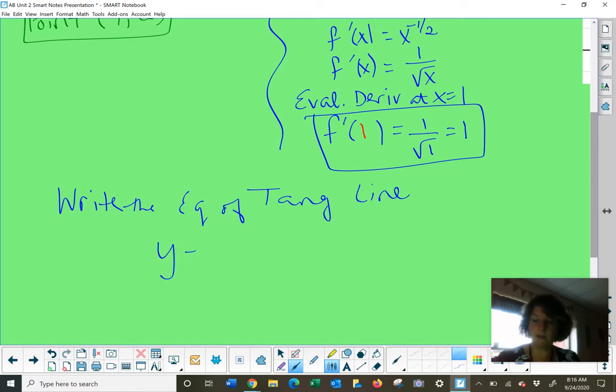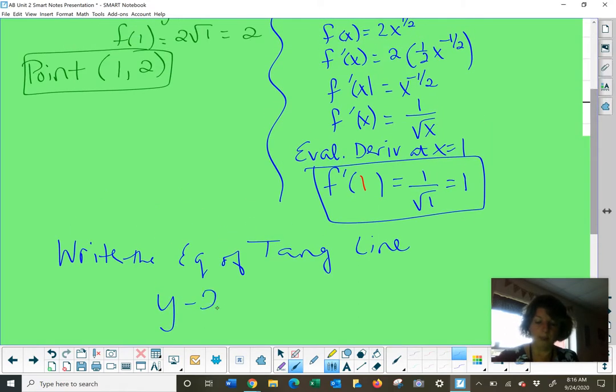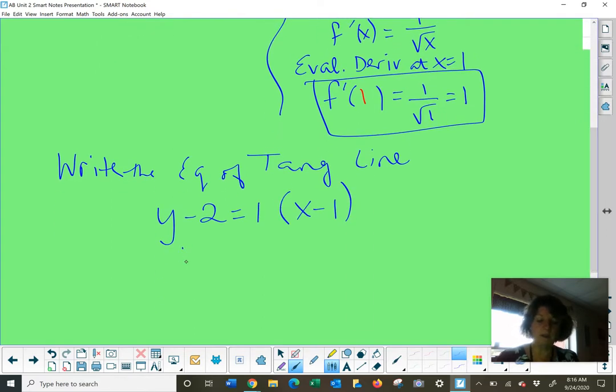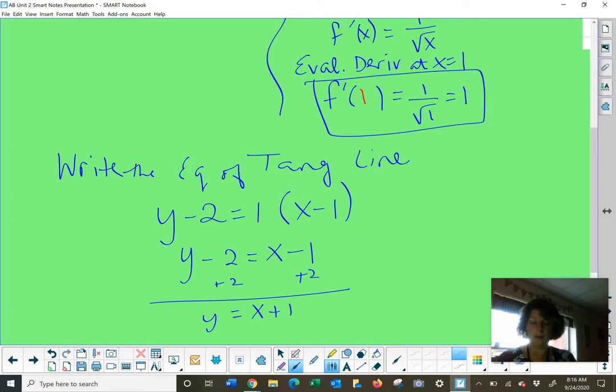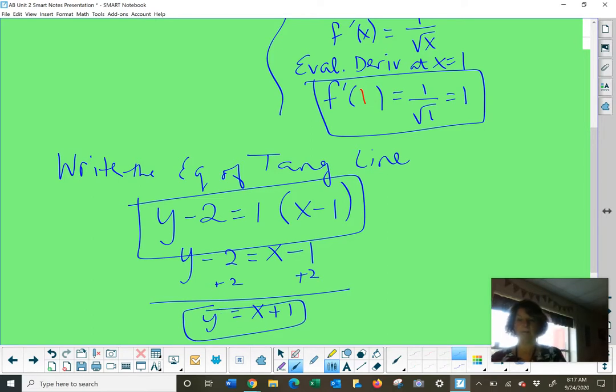y minus y1 equals the slope times x minus x1. If you want to, you certainly can take it further, but by any means you do not have to. You can leave it in point-slope form. Looks like that's the equation of the tangent line. Either of these are fantastic.